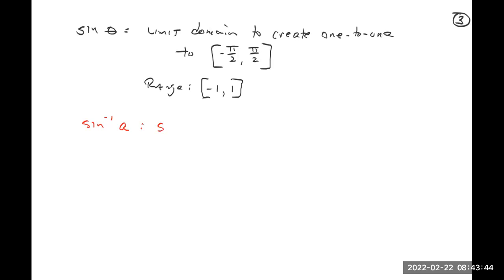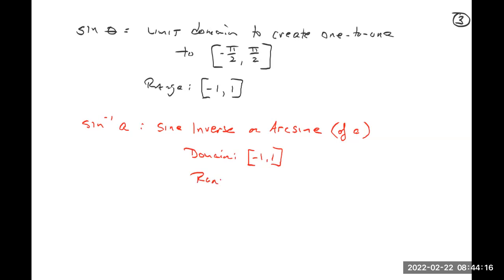So this is called sine inverse or arcsine of a value of A. And the domain is what the range is in its inverse, the original function, negative 1 to 1. That is, we're putting in a number between negative 1 and 1. And the range, the angle that we're pulling out, will fall between, including, negative pi over 2 to pi over 2.